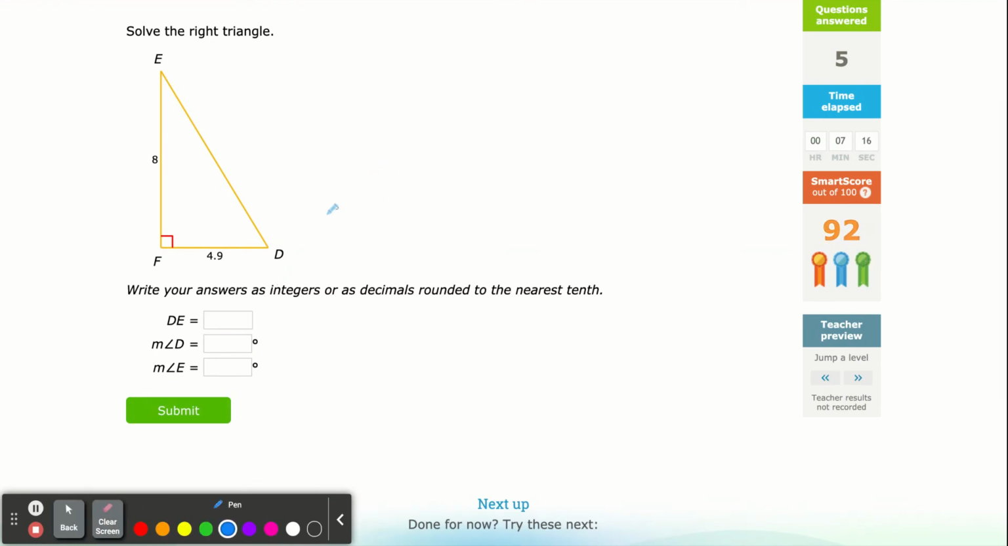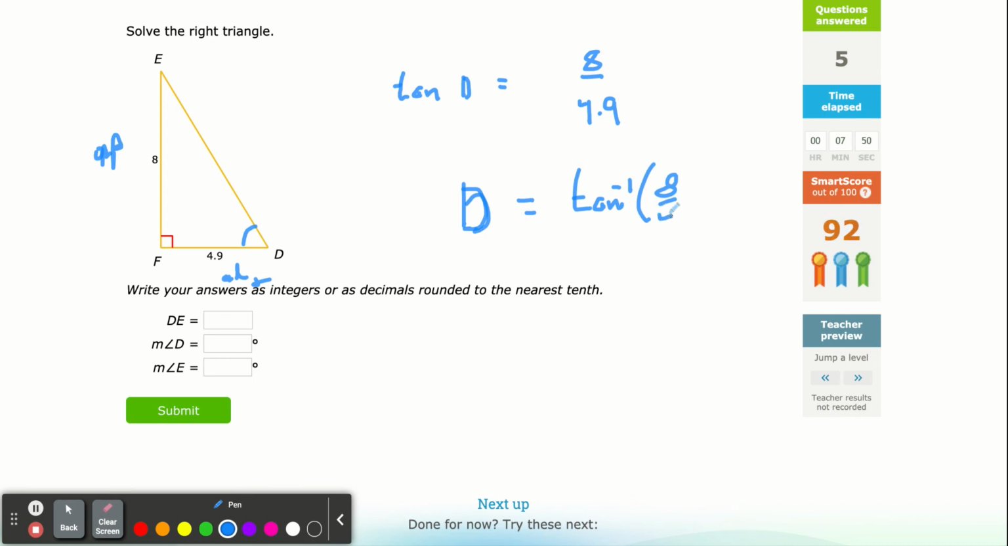So the first thing I'm going to do is find angle D. The way I'm going to do it is I know that the tangent of D, whatever angle D is, is going to equal the opposite side, which is this side here, divided by the adjacent side, this is the adjacent to D, 4.9. So now how do I find the angle D? D is equal to the inverse tangent, and hopefully you remember how to do the inverse tangent on your calculator, of 8 divided by 4.9.